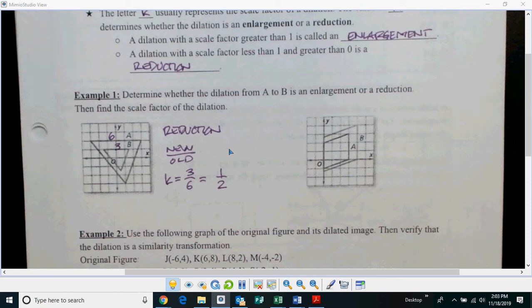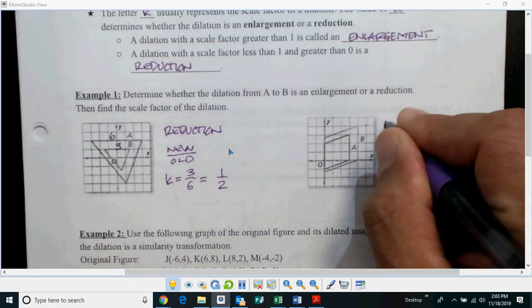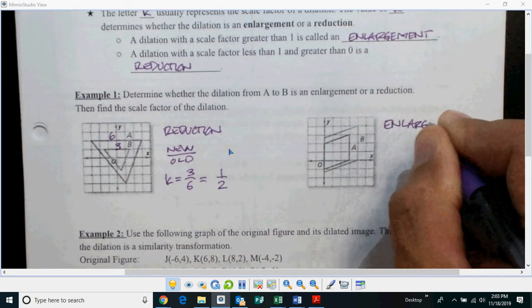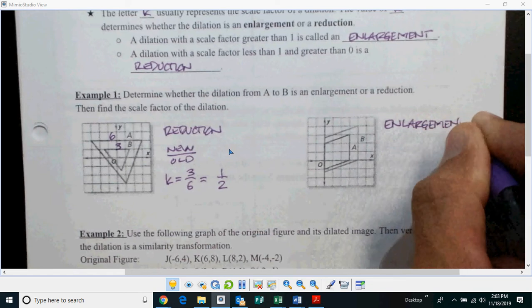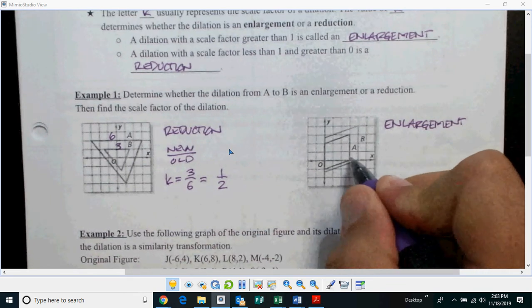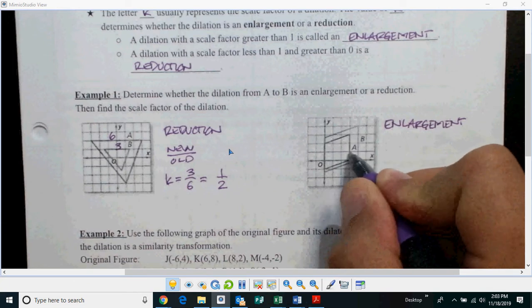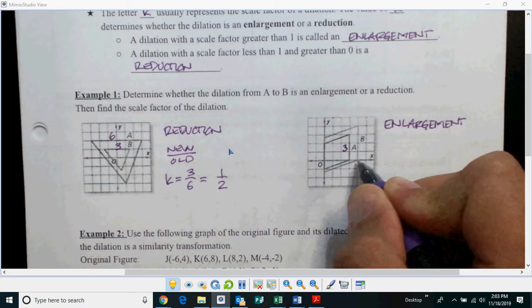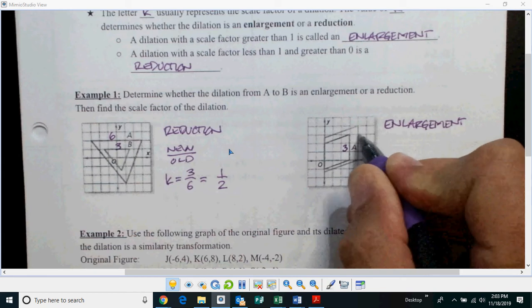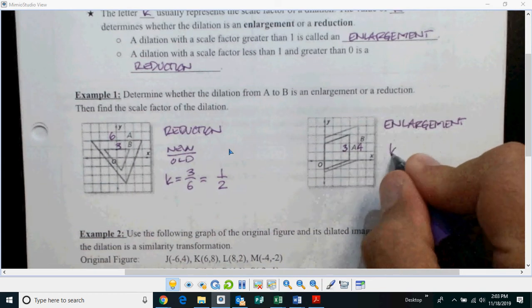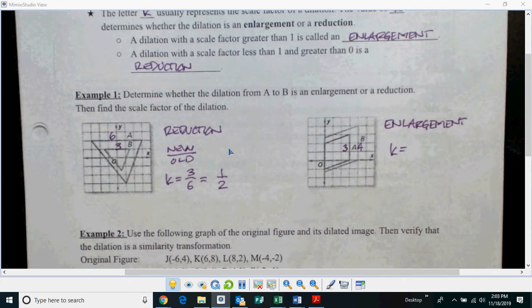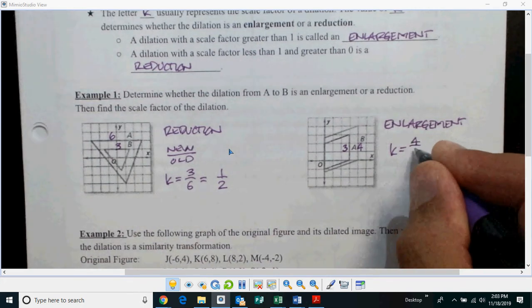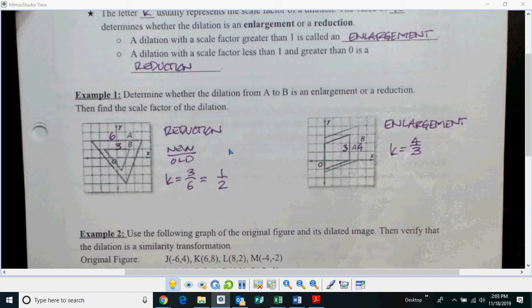How about the second one? Going from A to B. This one's an enlargement. Counting squares, this distance on A, the original, is 1, 2, 3. And this same vertical distance on B is 1, 2, 3, 4. So our K is 4 over 3. It has to be greater than 1 because it's an enlargement. So K is 4/3. Pretty easy, right?